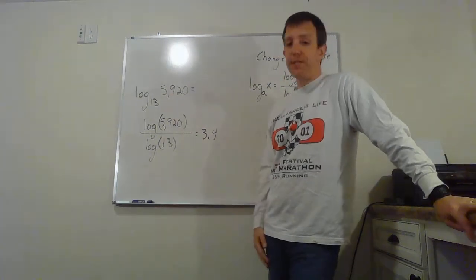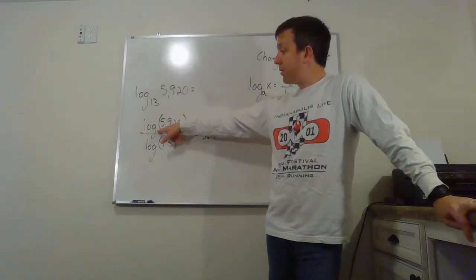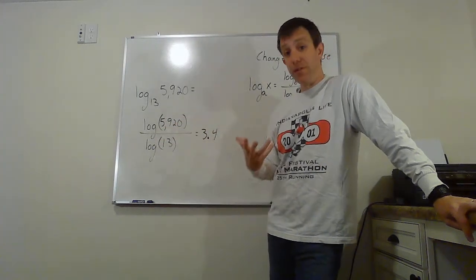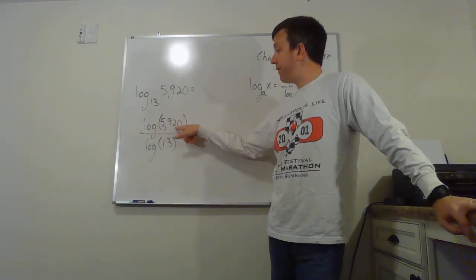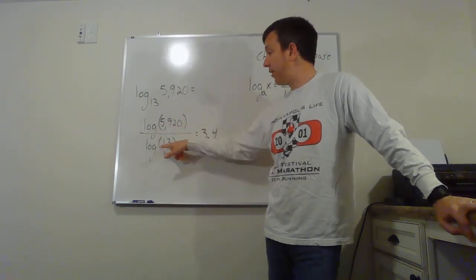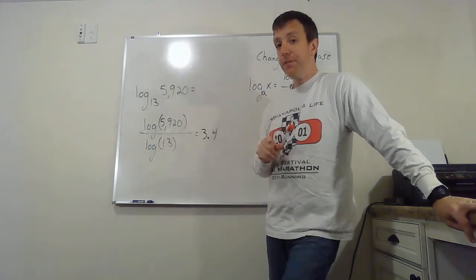All right, log base 13 of 5,920. So I chose to use the common log, base 10, right? So there's no base written. That means it's base 10. So I typed in log of 5,920 divided by log of 13. It gave me 3.4.